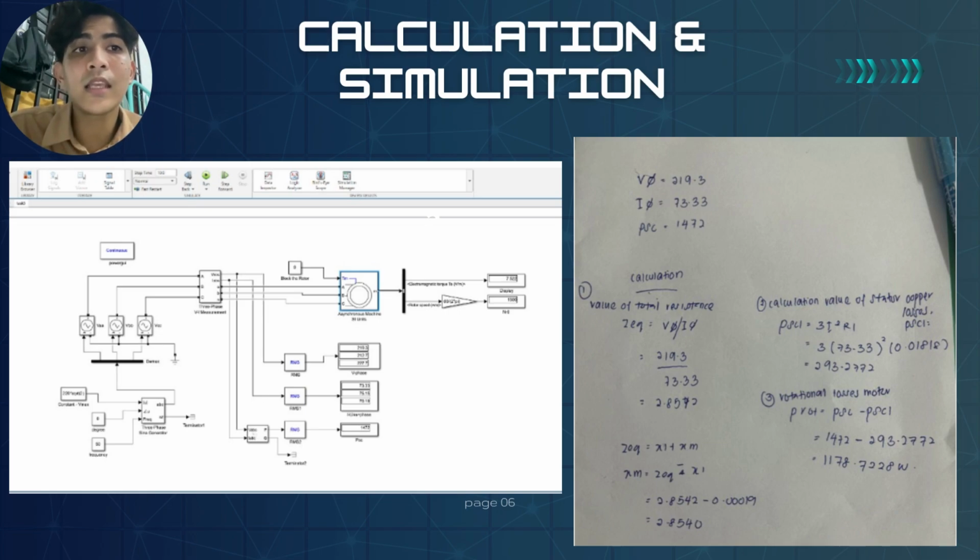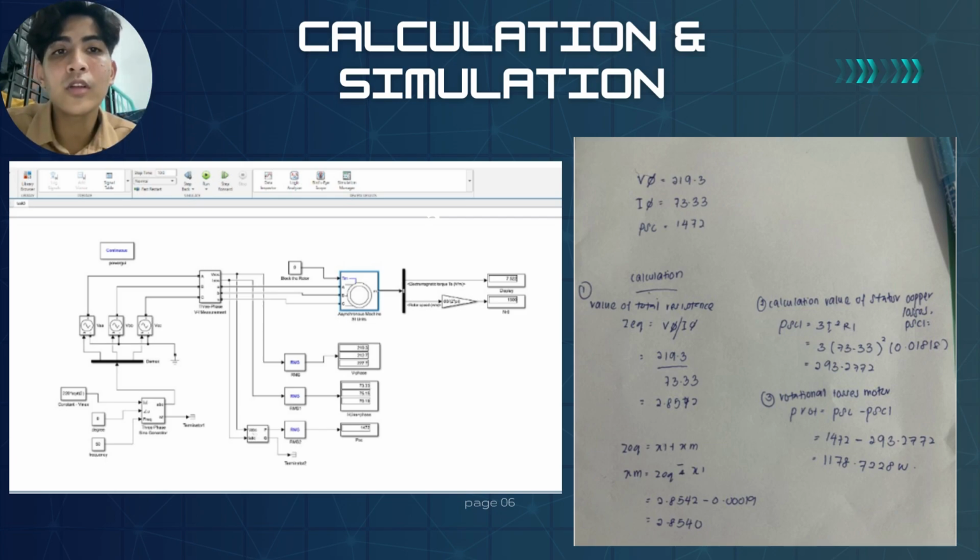The result is Z equal to 2.987 ohm, which represents the motor resistance to current flow. Second, stator copper losses. These losses occur due to resistance in the stator winding and are calculated using R1 equal to 0.01812 ohm, and the stator copper losses are 293.78 watt.